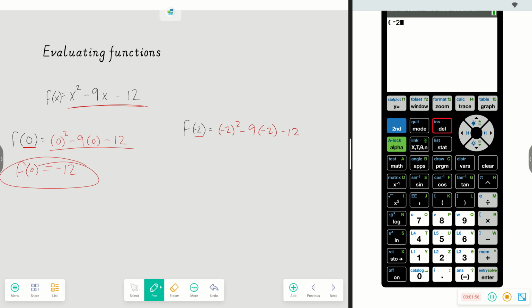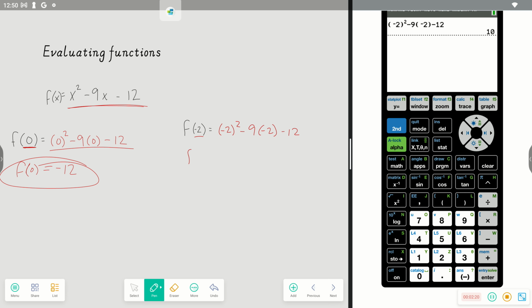Sorry, I need to go back and delete that. So negative 2. We're going to use this caret button to do the squared. Then use your arrows to get out of there. We have minus 9, parentheses, negative 2, minus 12. And our answer is 12.